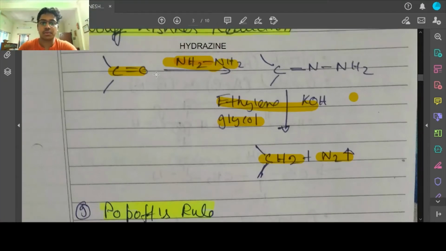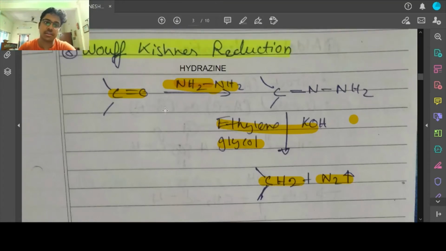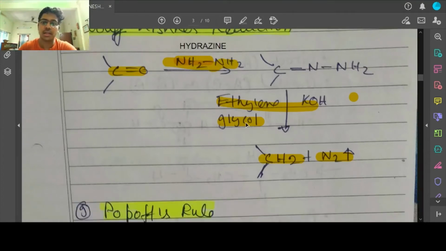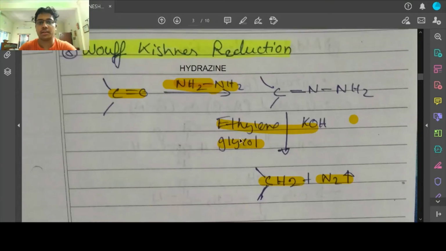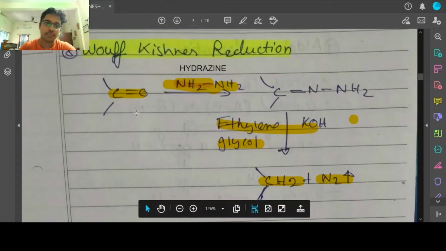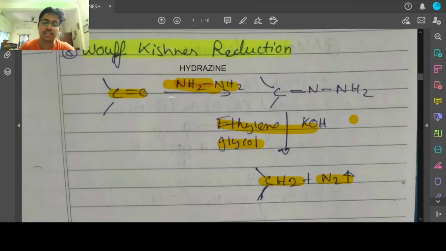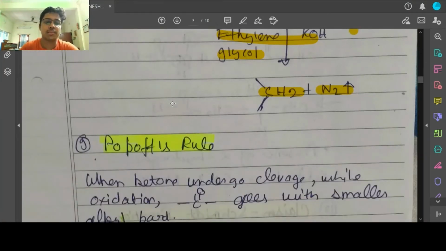So the C double bond O ketonic group is replaced with CH2 in both cases. In Clemmensen reduction we saw that the C double bond O group is replaced by CH2 group, and here also we see the same. Both are the same in outcome, but the reagents are different in the two reductions, Clemmensen and Wolff-Kishner. Let us move on.